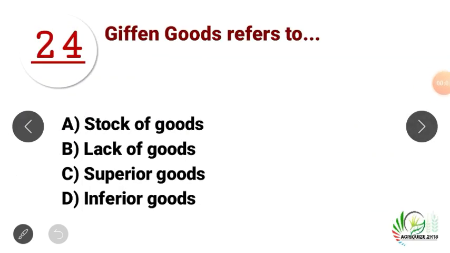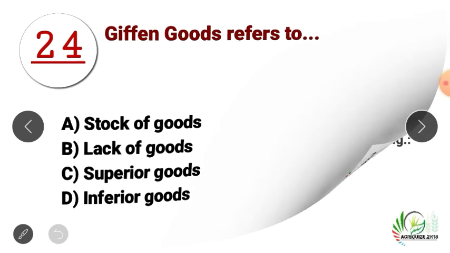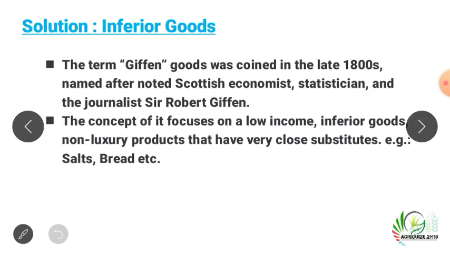Question number 24. Geffen goods refers to. Here option D is correct, inferior goods. The term Geffen is coined by Scottish economist Sir Robert Giffen. The concept focuses on low-income, inferior goods, non-luxury products that have very close substitutes, for example salt, bread, etc.